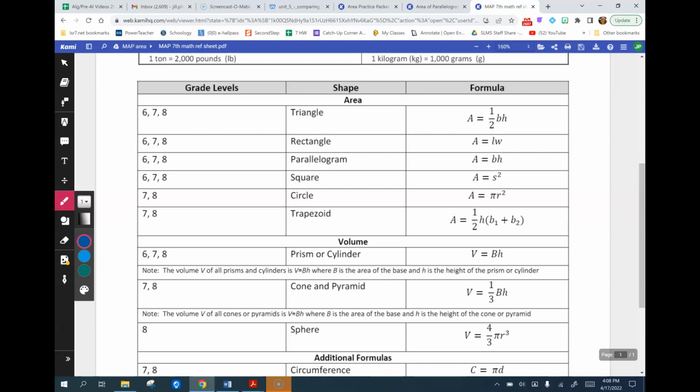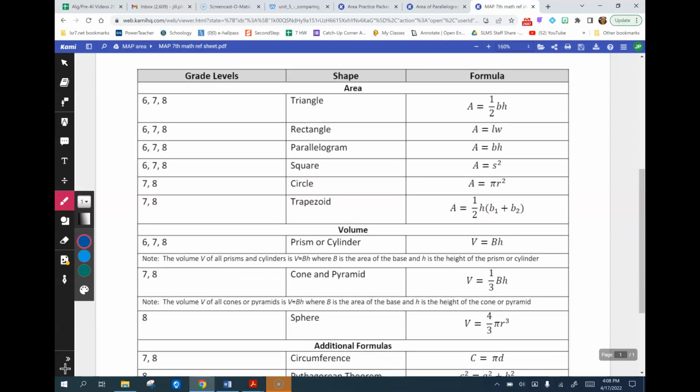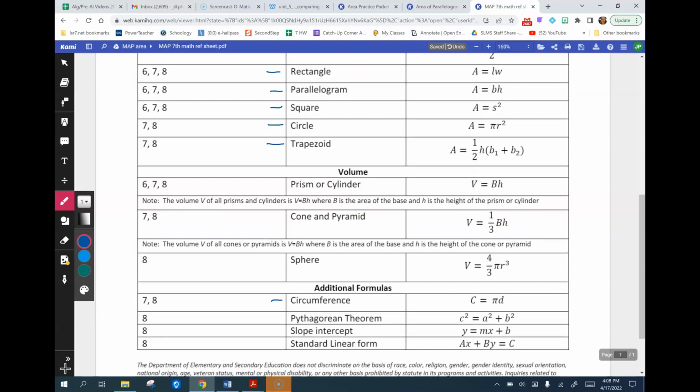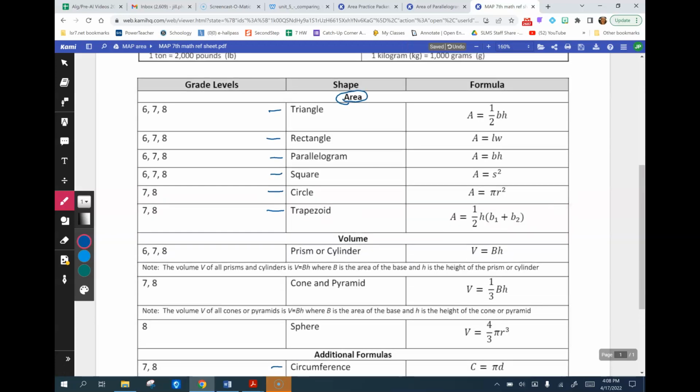So I want you to move down to this part where it says area. Okay, that's what we're going to look at today. We're going to talk about a triangle, a rectangle, a parallelogram, a square, a circle, a trapezoid. We're even going to talk about circumference, and I know we've done circumference before, so that should be a review. But these are just formulas, and these are formulas that we're going to let you have, and you just need to know how to use them. These formulas are also out on the internet, so they're easily accessible.